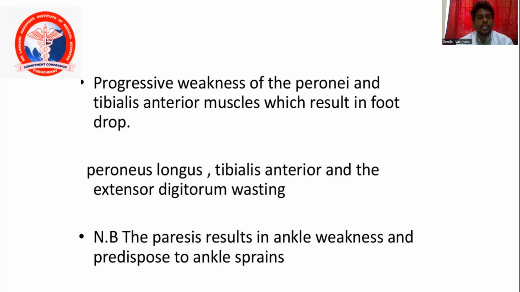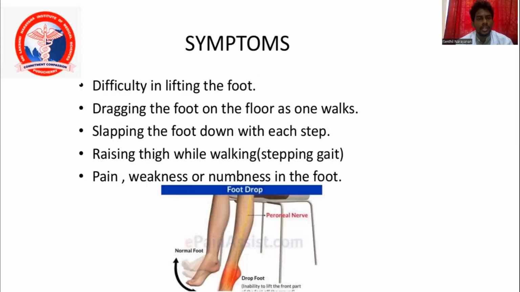normal. Progressive weakness of the peroneal and tibialis anterior muscles results in foot drop. Peroneus longus, tibialis anterior, and extensor digitorum wasting is seen. The paralysis results in ankle weakness and predisposes to ankle sprain.